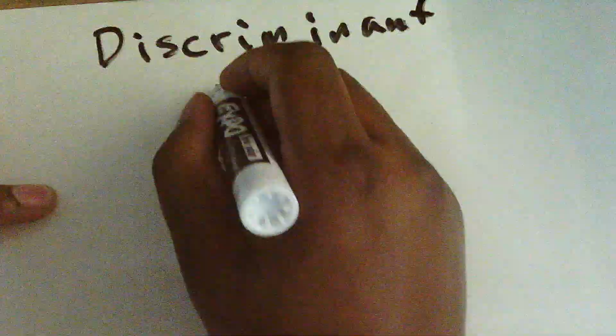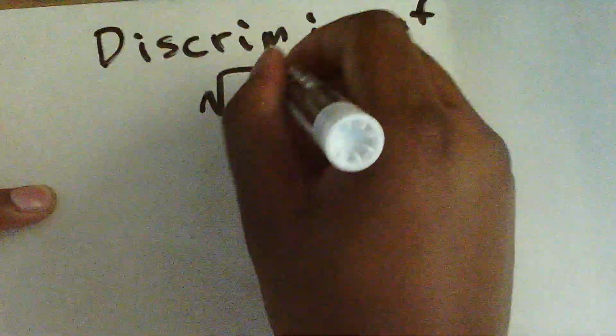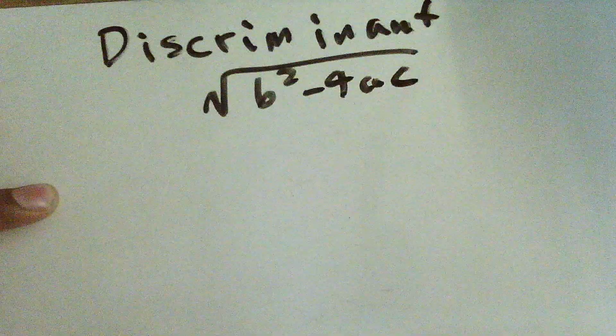So now we're going to talk about the discriminant. I think I spelled that right. And the discriminant is that little piece of the quadratic formula, b squared minus 4ac.